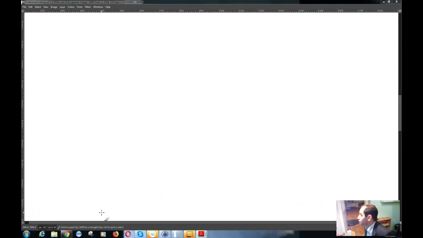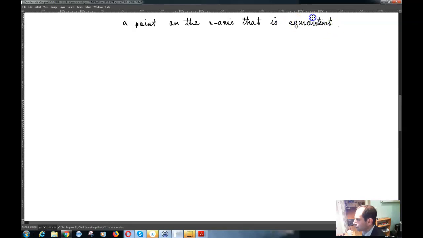Okay, so the next question that we have is: find a point on the x-axis that is equidistant from the points 7, 6 and 3, 4.